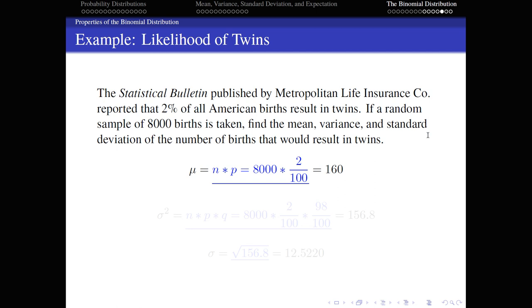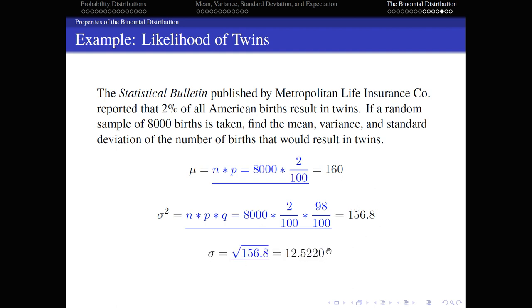The variance here, we're going to take this same number and multiply it by 0.98, that's 98 out of 100. And this gives us 156.8. This is the variability that we would expect in this value. We take the square root of this number and calculate the standard deviation.